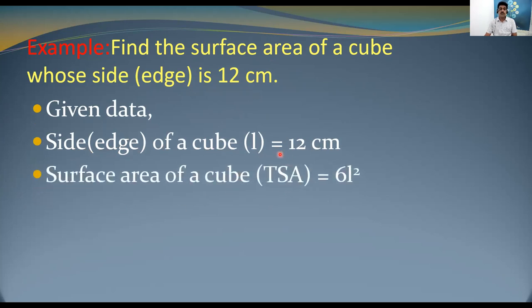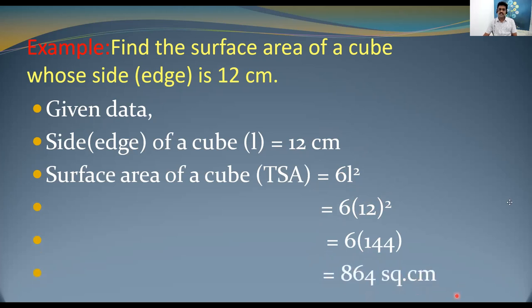Surface area of a cube, that is total surface area. Formula is 6L square. This L is 12 cm. So substitute the value of L. So 6 into 12 square. 12 square is 144. So 6 into 144 is 864 square centimeters. Isn't it, children? 864 square centimeters. This is the total surface area of a cube. If the edge is 12 centimeters, the total surface area is 864 square centimeters. Okay, children, I hope you understood this example very well also.